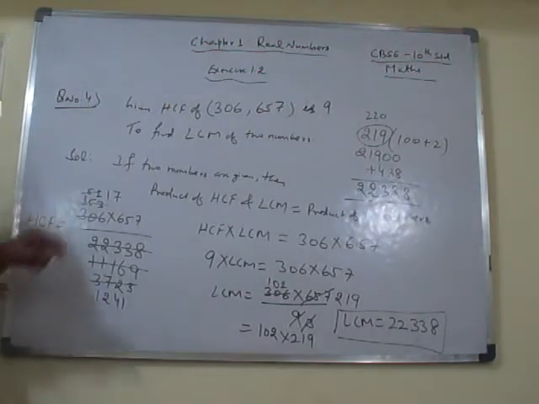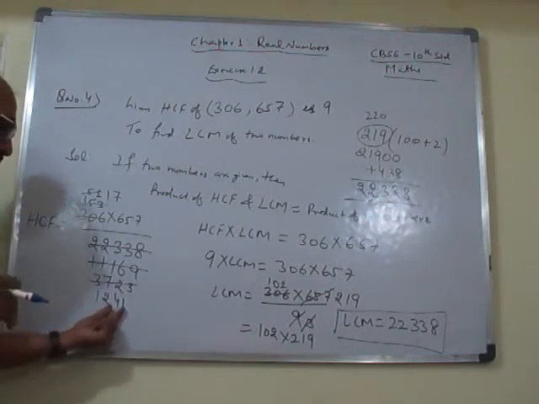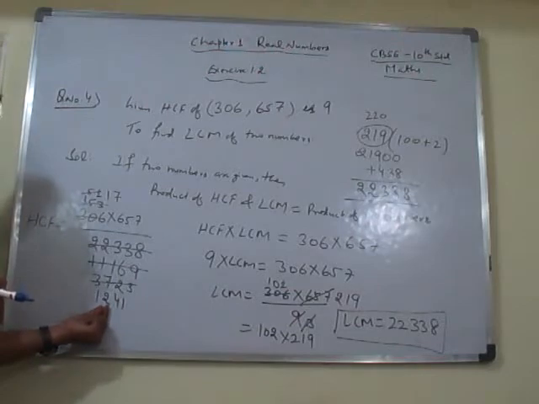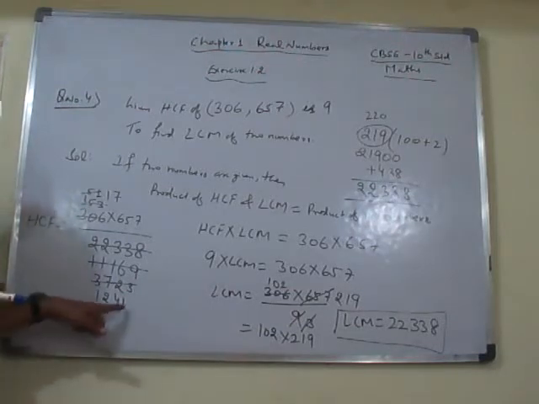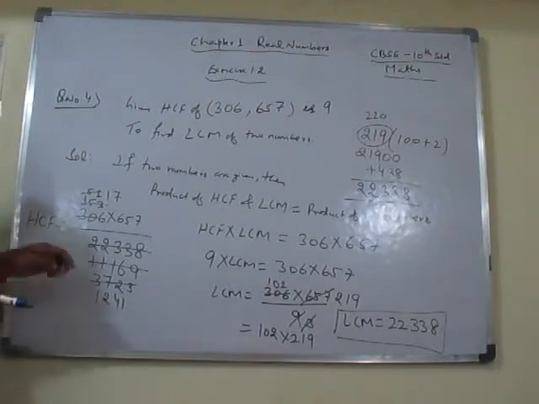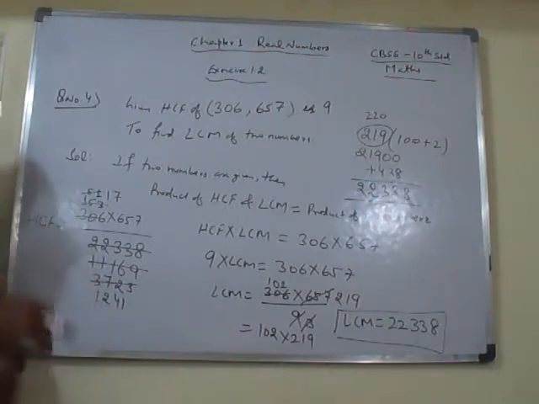Right? Now 7 plus 1, 8. It is not divisible by 3. 4 plus 1, 5. 5 plus 2, 7. 7 plus 1, 8. It is also not divisible by 3.